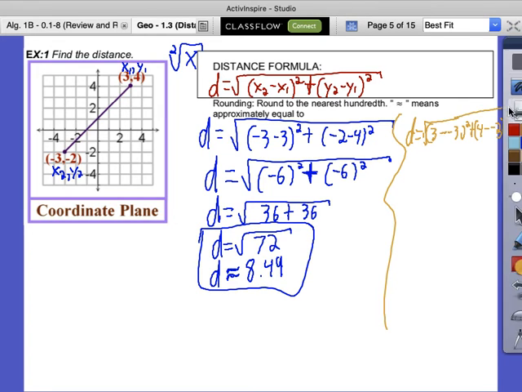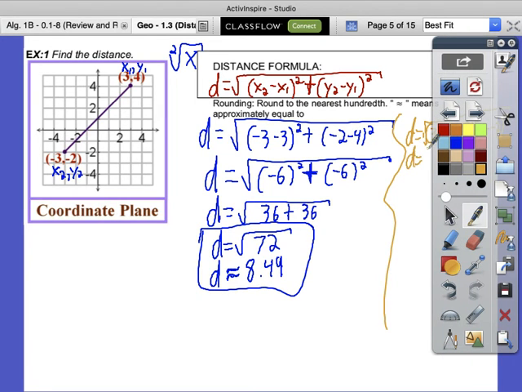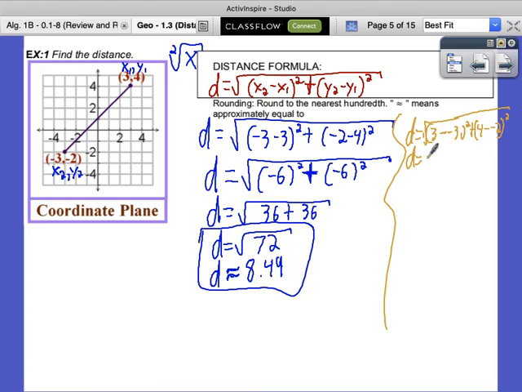Is that just to check your answer? Okay? No, I'm just showing you that it didn't matter which way we went. So now, what happens when I have two negatives in a row like that, though? Positive. They're positive, right? You add the opposite. What is 3 plus 3? 6. So I'm going to have 6 squared. What is 4 minus negative 2?